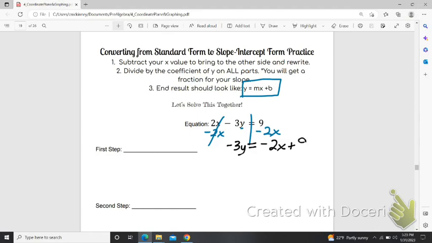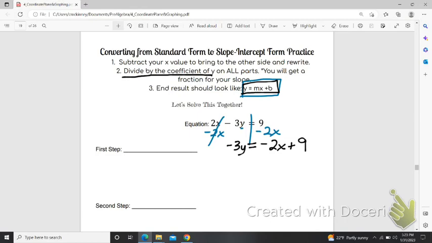And again, remember I'm doing that because I want my answer to end up looking like this. Like the other things that you graphed where y was by itself equal to some number of x's plus or minus some other number. That's where I'm trying to get. The y is still not by itself. Now we need, just like it says in step 2, divide by the coefficient of y.